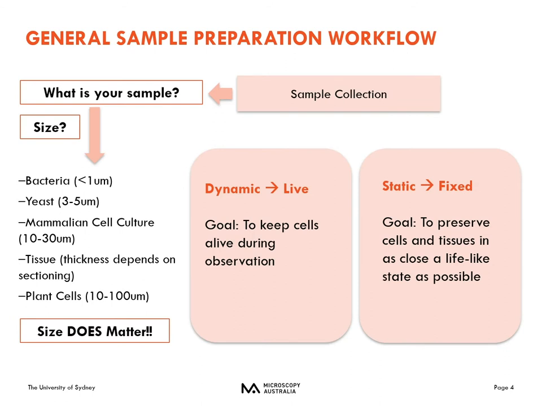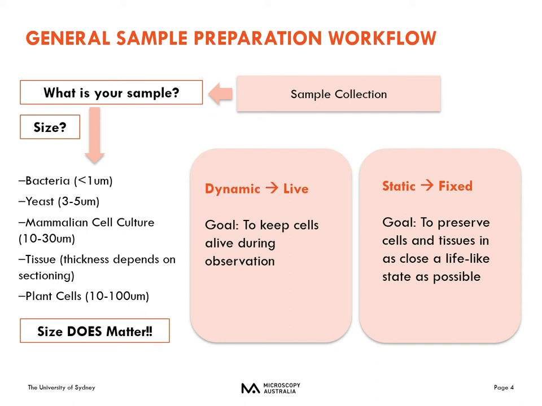When we talk about collecting samples for microscopy, we usually ask these questions. What is your sample? What size is the sample? Bacteria are under 1 micron in diameter, so we will need a high NA, high magnification objective, such as 63 times or 100 times, to observe.